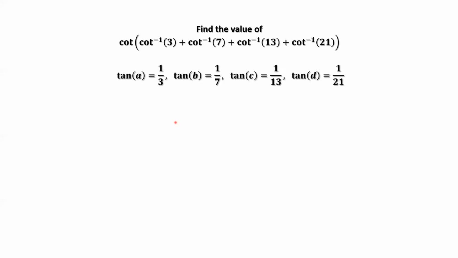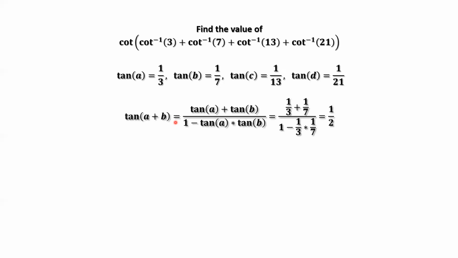We use the sum angle formula for tangent. Tangent of A plus B equals tangent A plus tangent B divided by 1 minus tangent A times tangent B. Replace tangent A by 1/3, tangent B by 1/7. We have the final result, 1/2.